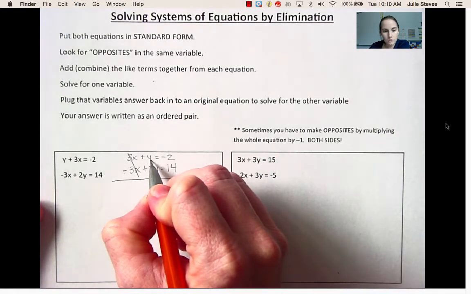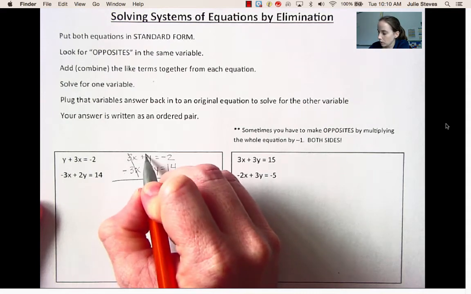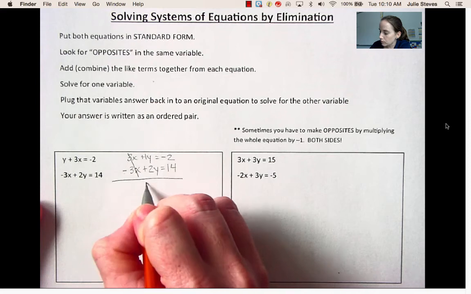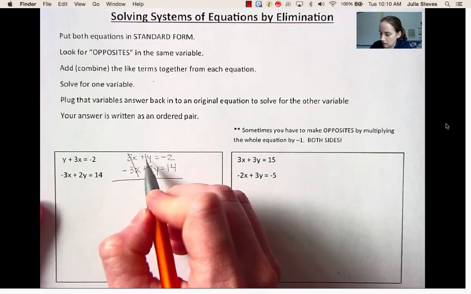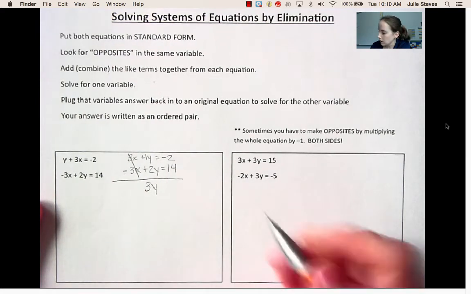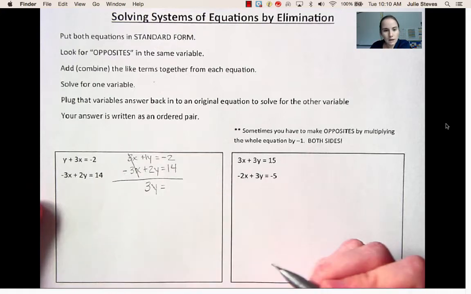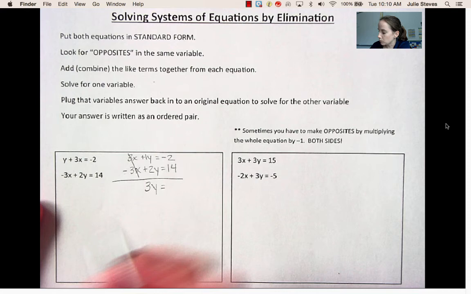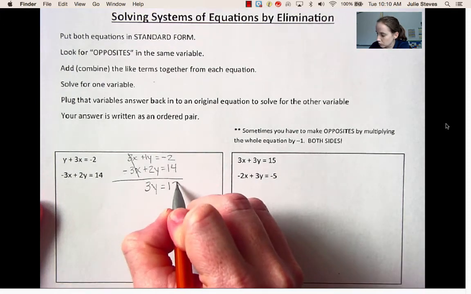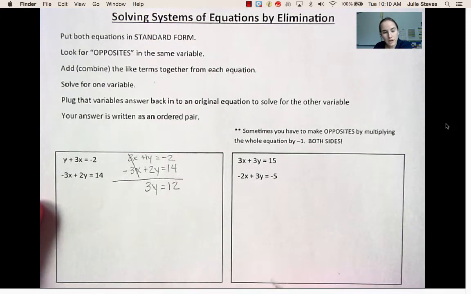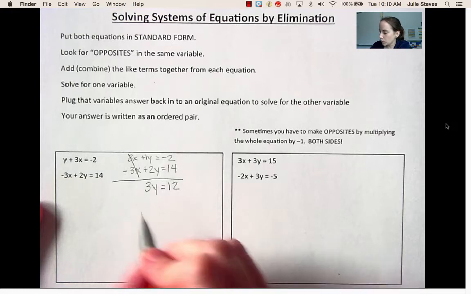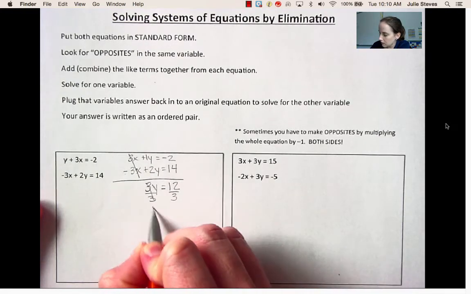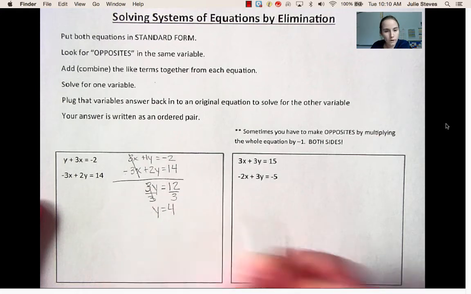The y here is understood to have a 1 in front, so we have 1y plus 2y's. So there are a total of 3 y's in this column. Equal sign. Then we have a negative 2 and a 14. So negative 2 and 14 makes 12. Now we have a simpler equation that we can work with. Divide by 3 here. We want to solve for y. Y equals 4.